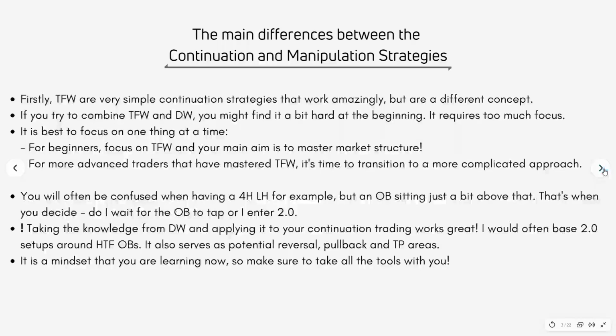The main difference between the continuation and manipulation strategy. First of all, the first module and the second module are super important. They work amazingly, especially 2.0, which is my favorite. 2.1 I haven't really focused on these days, because you have to scan the whole market again. It works with all the minor pairs, so you have to scan, for example, 30 pairs, look for the push, look for the pullback. It's still fine. You can use the indicators. I've seen some guys actually implement 2.1 and manipulation.